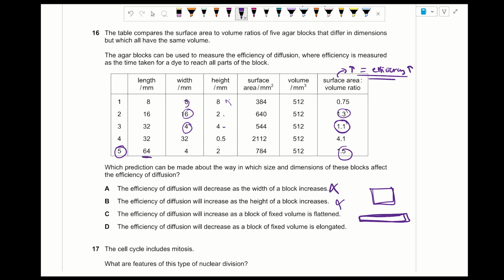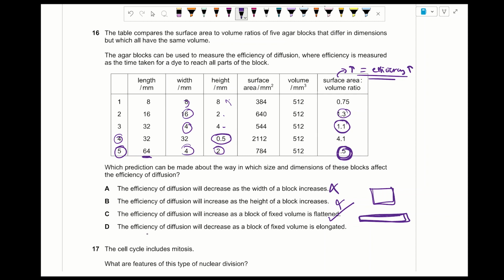Since here the length is 64 and the width and the height are 4 and 2, and the surface area to volume ratio is 1.5. And same thing with block 4. We can see here that it has a greater surface area to volume ratio as the height decreased or it flattened. Therefore, this is correct.